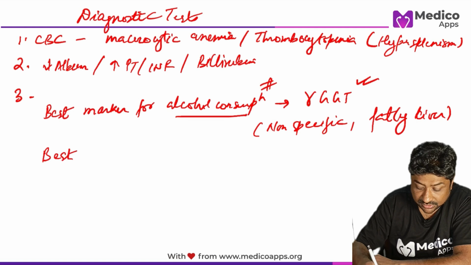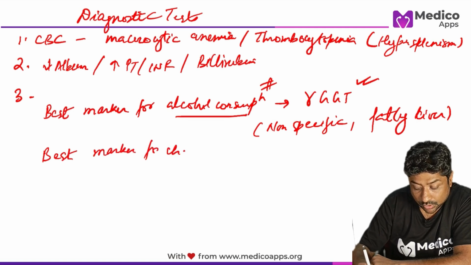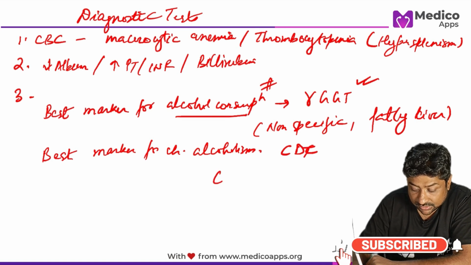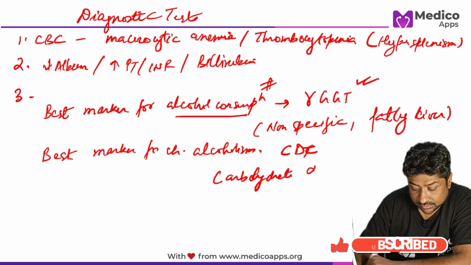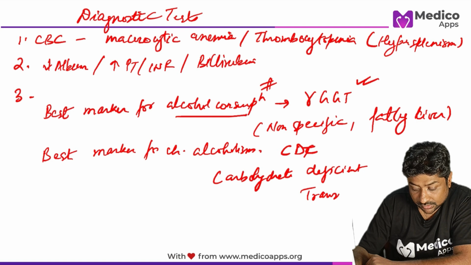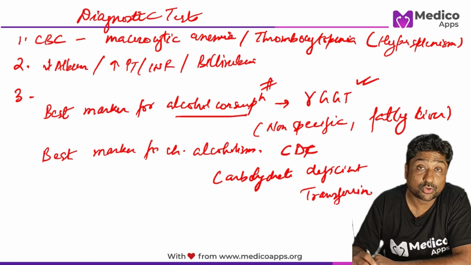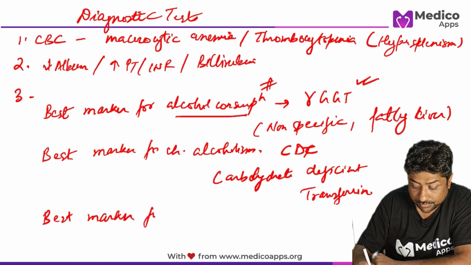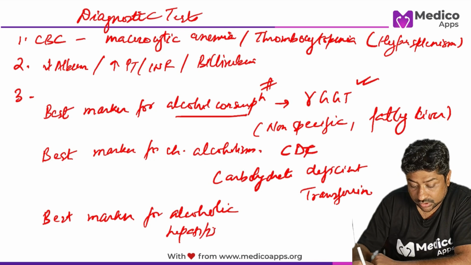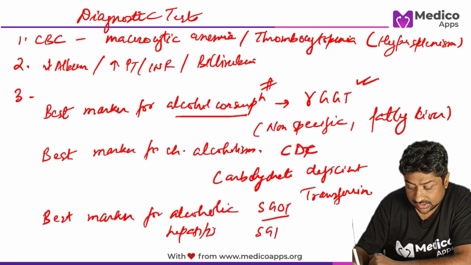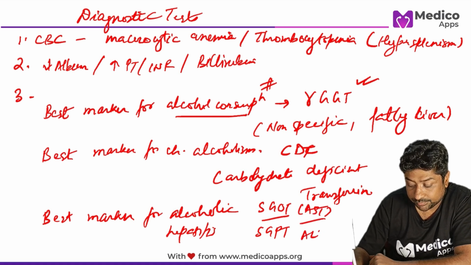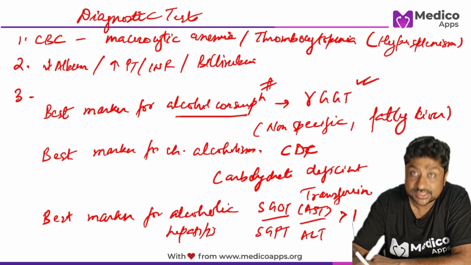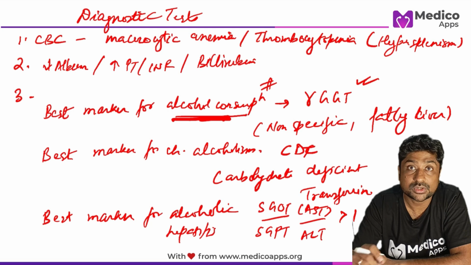Another question which they keep asking is the best marker for chronic alcoholism. For the best marker for chronic alcoholism, you have CDT. So what is that? Carbohydrate deficient transferrin. The last question they will ask is the best marker for alcoholic hepatitis. The correct answer here will be the ratio of SGOT by SGPT, also AST by ALT. If it is more than 1, chances are higher for alcoholic liver disease, and if more than 2, alcoholic hepatitis. So these are some one-liners which they keep asking. You have to be very careful about what they are asking in the examination.